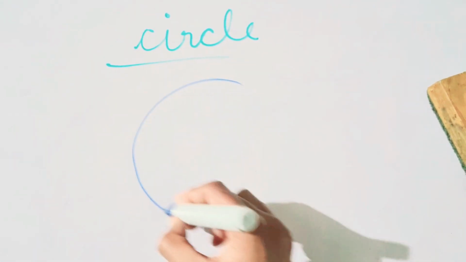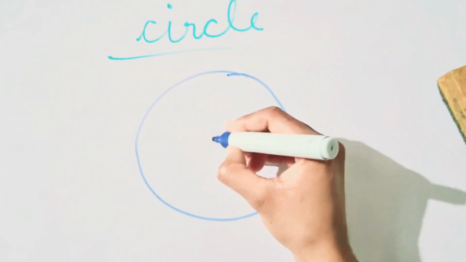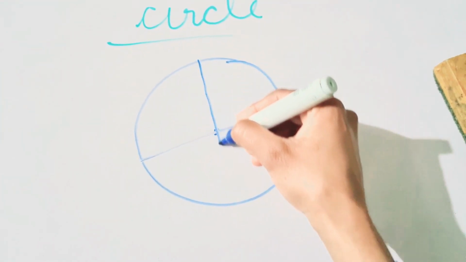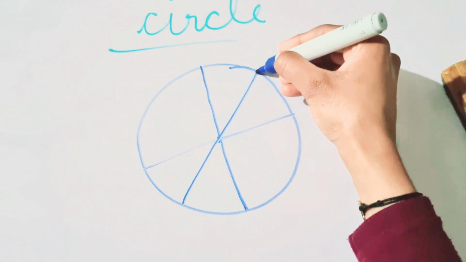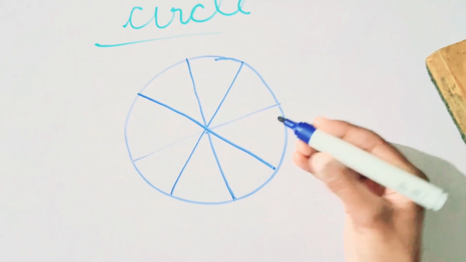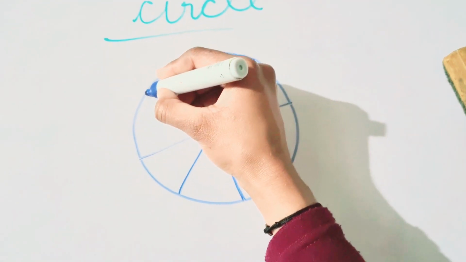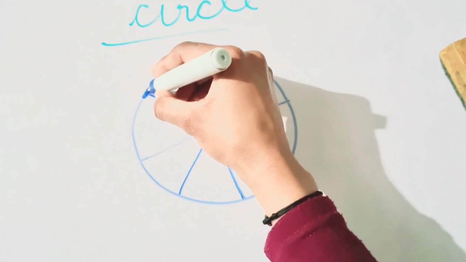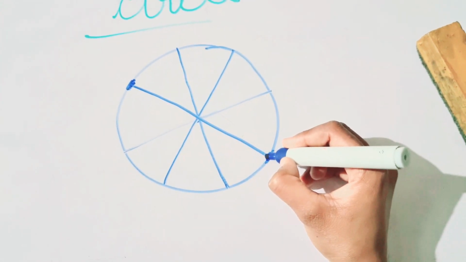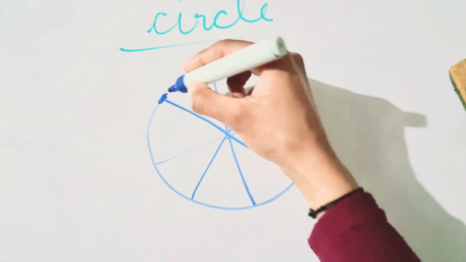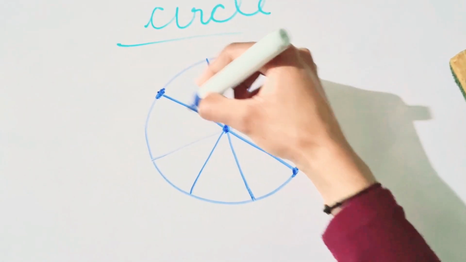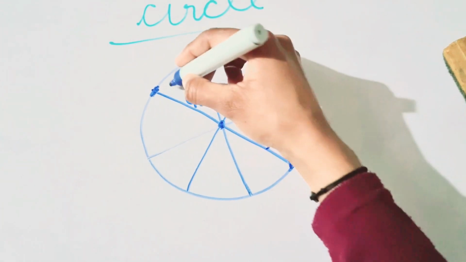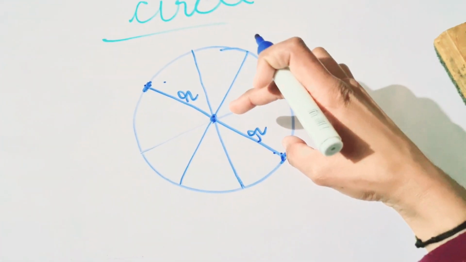What is diameter? This is the circle, and this is the center. All lines which are passing through the center and whose ends meet the circle at 2 points, the length from this point to this point is called diameter. From this point to the center it is called radius. This side also is a radius, so the diameter is 2 times radius, double of radius.